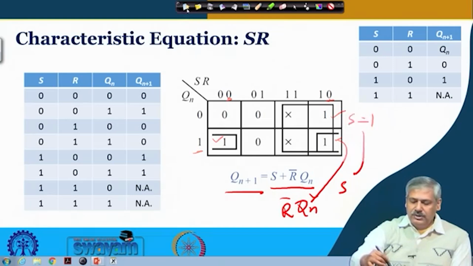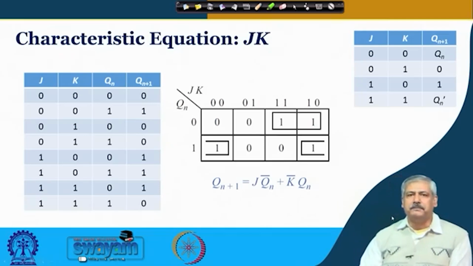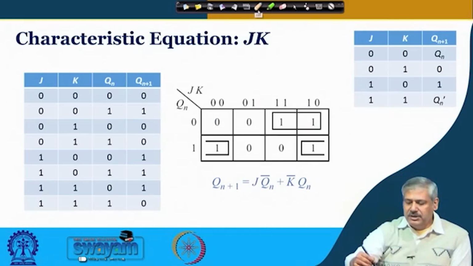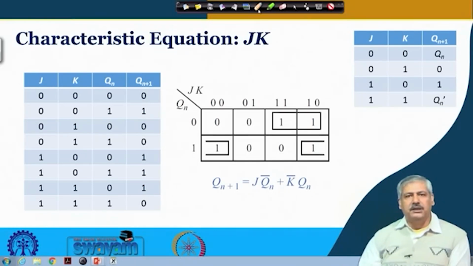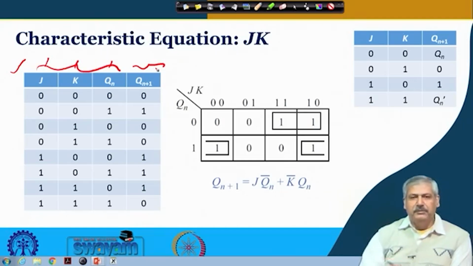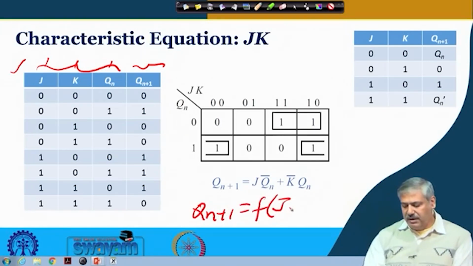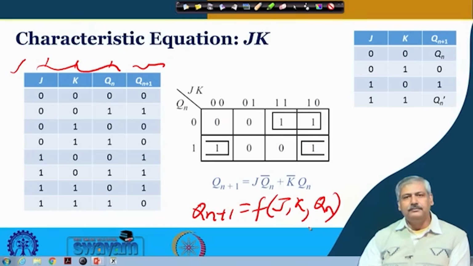Next we look at the characteristic equation of JK flip-flop. Again we shall start with the truth table, with J, K and Qn, which are the current values based on which the future value will come at the next clock trigger. We represent it again similarly as a function of J, K and Qn. We would like to have a Karnaugh map based representation first, and then we shall see how to get a minimized representation.